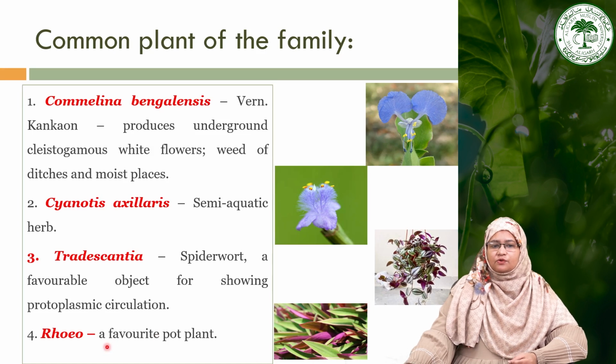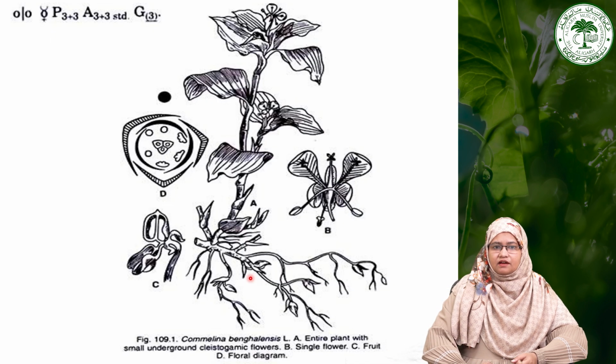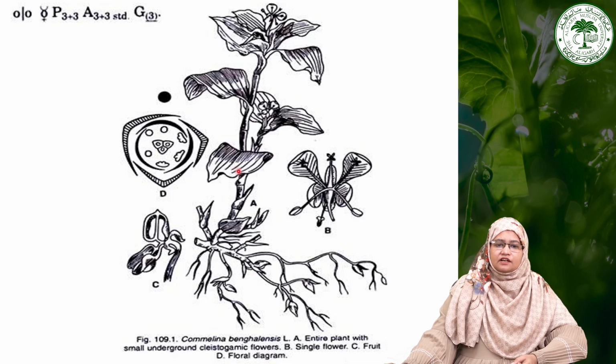The next one is Rhoeo, which is a favorite pot plant. So you can see many plants of this particular family are used as ornamental plants. And this is the Commelina bengalensis floral parts. You can see these twigs showing alternate leaf arrangement, stems with swollen, jointed nodes. These leaves are alternately arranged, simple leaves.